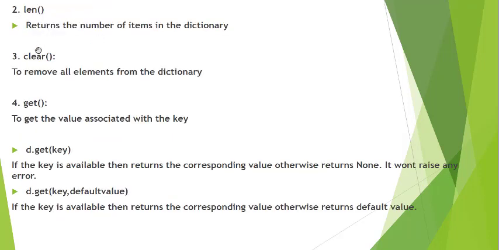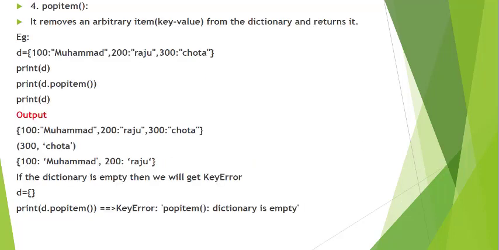Then we have the functions len, clear, get. To get the value of a key, we say d.get(key). Okay, if the key is available, then it will give the value of that key. If we have a default value given along with the key in get, then if the key is there, it will give the value of the key, and if it is not, it will return whatever default value you have given. Okay, now popitem will remove an arbitrary item. You say d.popitem and it will remove an element.